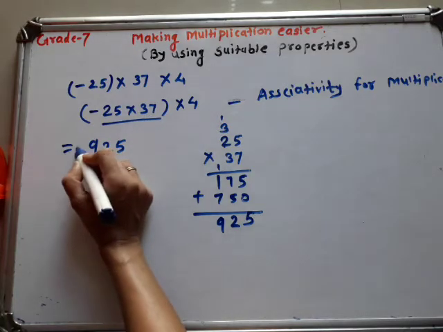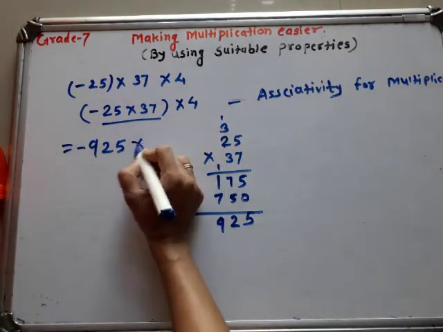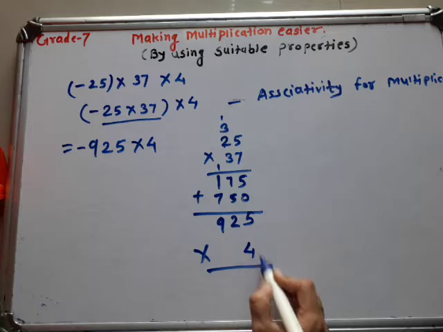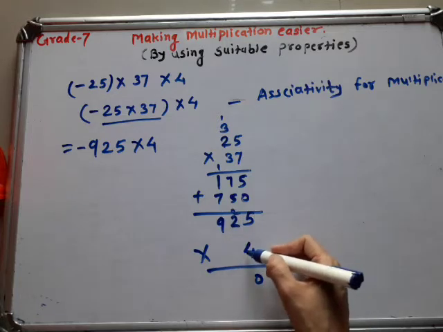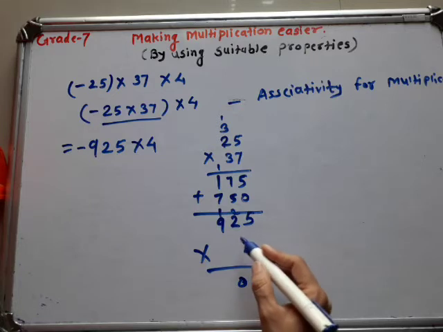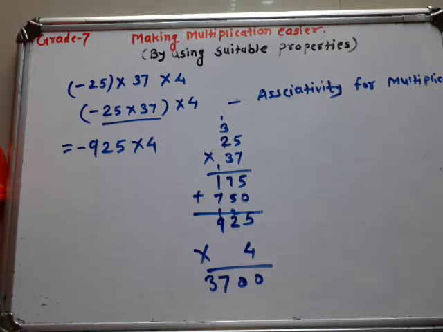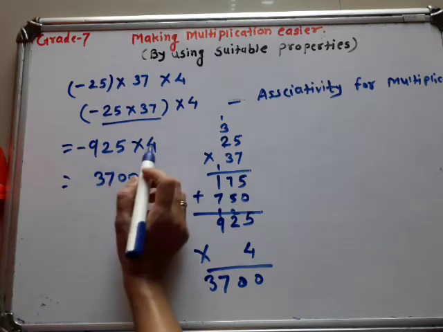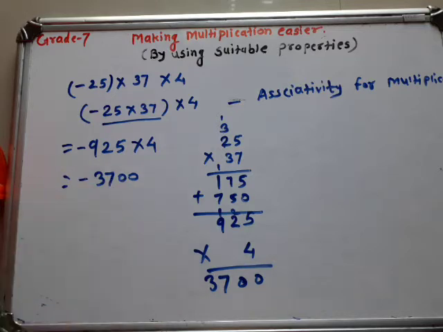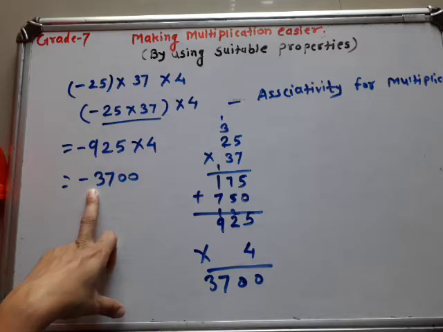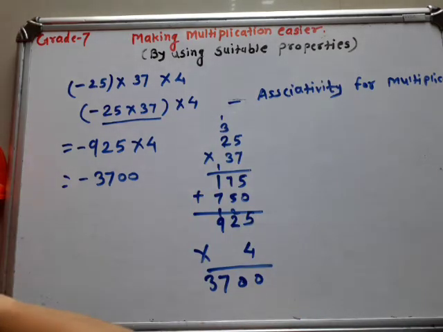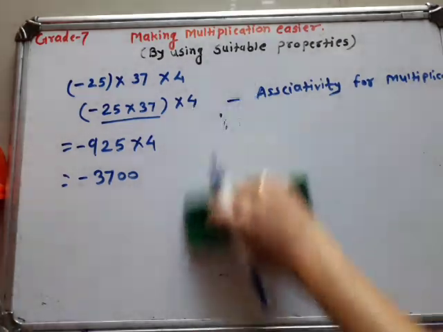So negative times positive, we get a negative integer, and it is multiplied by 4. Now we multiply by this 4. So here 4 5s are 20, 2 carry over. 4 2s are 8, 8 plus 2 is 10, 1 carry over. 9 4s are 36 and 1 is 37. Okay, so here we get 3700, and again here one is a negative integer and one is positive, so you have to add a minus sign. So here we get the answer minus 3700.